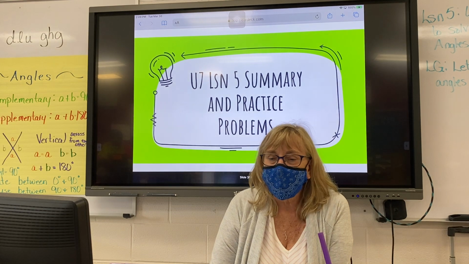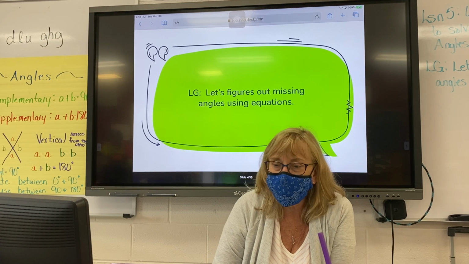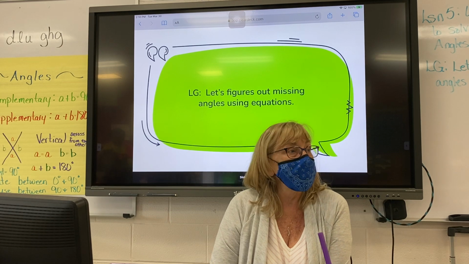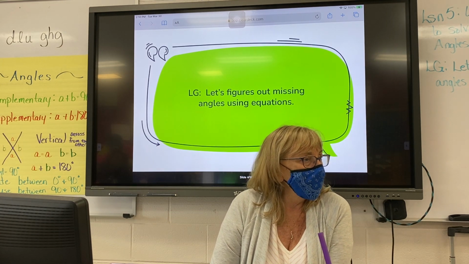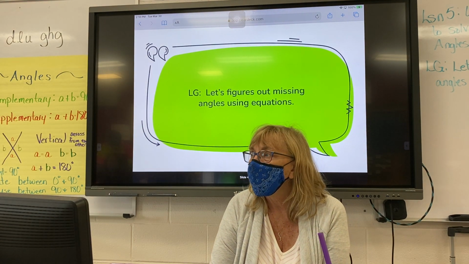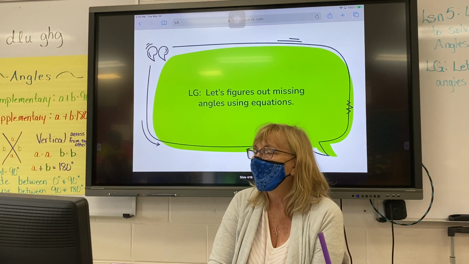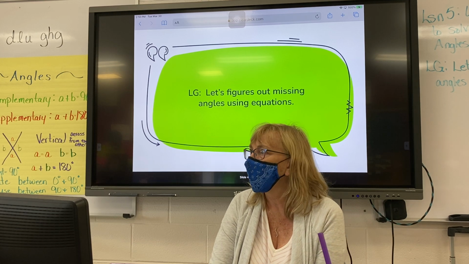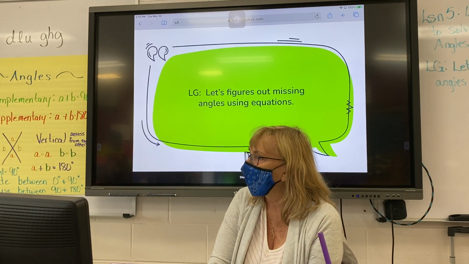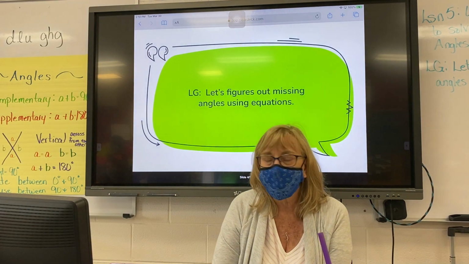So we are doing lesson 5, summary and practice problems. Our learning goal is let's figure out missing angles using equations. We started doing that yesterday. Remember we said if A and B were complementary, what equation could we write for that? A plus B equals 90. If A and B are supplementary, what equation could we do for them? A plus B equals 180. If A and B were vertical, what could we say about them? A equals B. So we started on that.